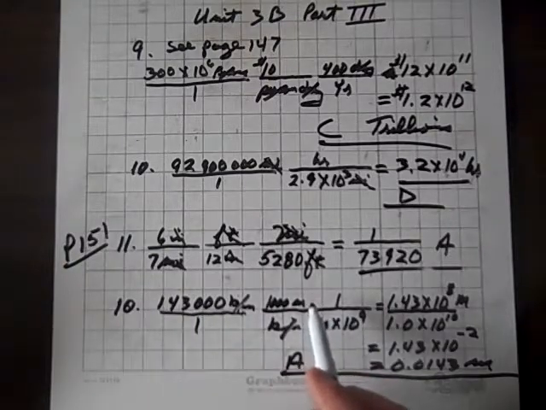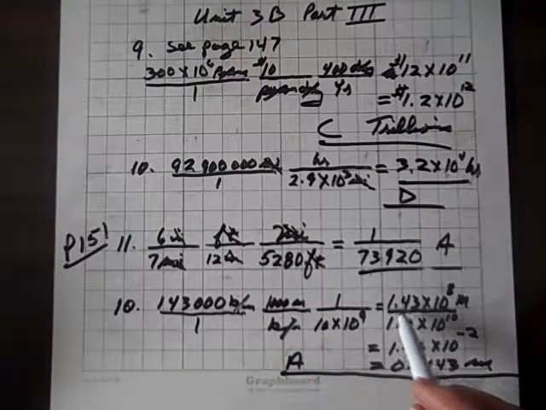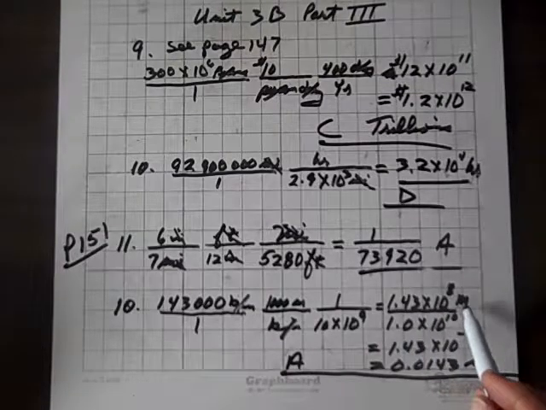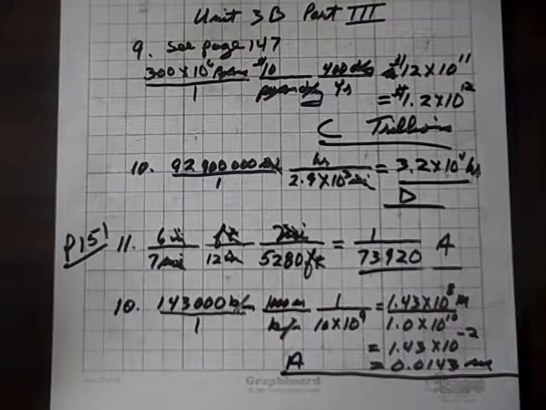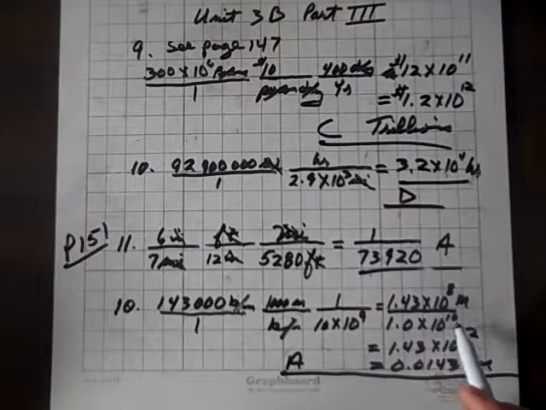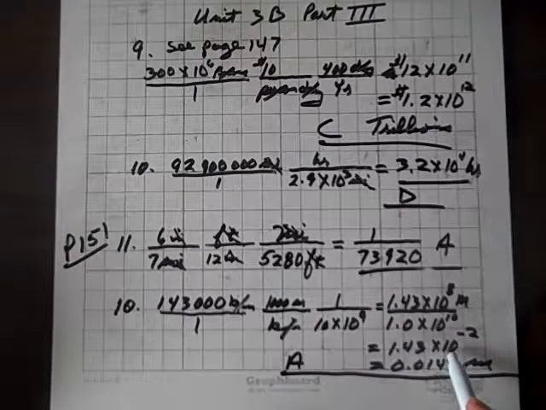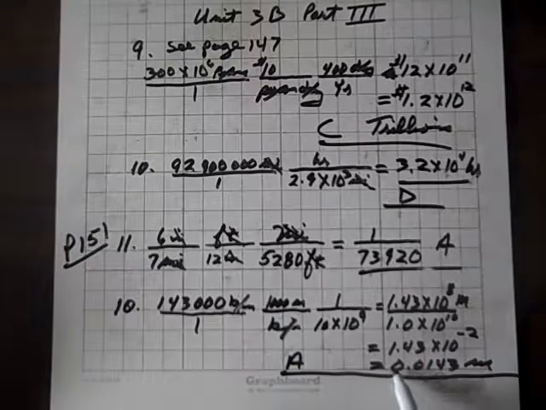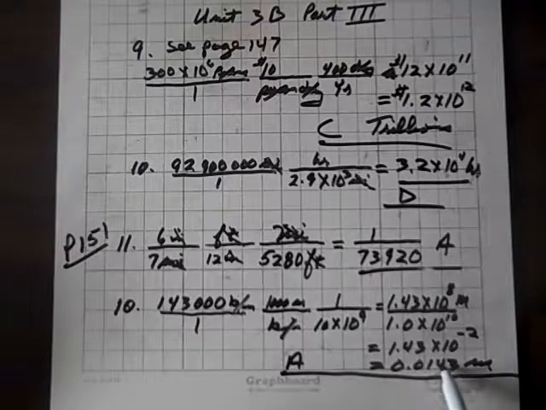We're multiplying the numerator. What we get is 1.43 times 10 to the 8th meters. And the denominator, 10 times 10 to the 9th, is 1 times 10 to the 10th. Well, 1.43 then, that's going to be 1.43 times 10 to the negative 2, which is 0.0143 meters, which corresponds to selection A. And we are done.